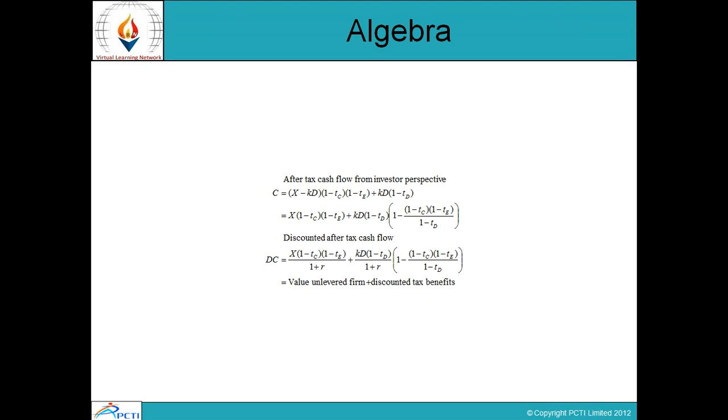Algebra. After tax cash flow to the investor, C equals (X minus KD)(1 minus TC)(1 minus TE) plus KD(1 minus TD), which is equal to X(1 minus TC)(1 minus TE) plus KD(1 minus TD) multiplied by (1 minus TC)(1 minus TE) divided by (1 minus TD). Discounted after tax cash flow, DC equals X into (1 minus TC) multiplied by (1 minus TE) upon (1 plus R), plus KD(1 minus TD) upon (1 plus R) multiplied by (1 minus TC)(1 minus TE) upon (1 minus TD). This is equal to value of unlevered firm plus discounted tax benefits.